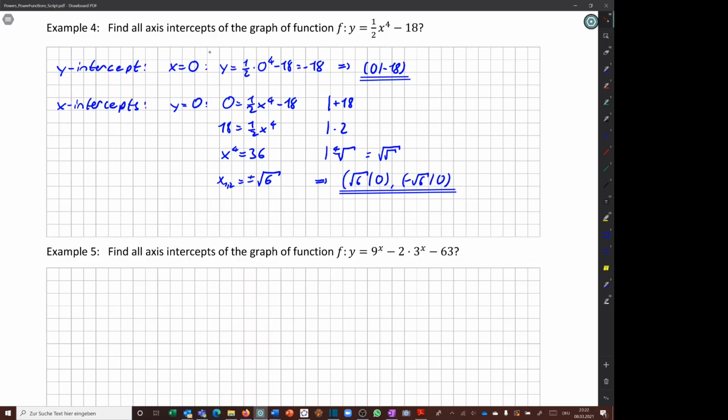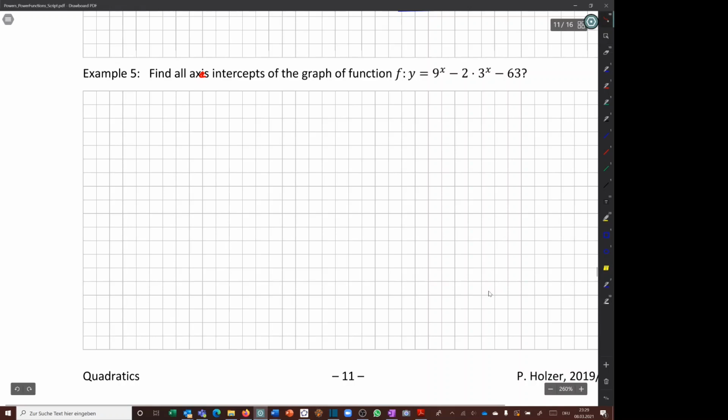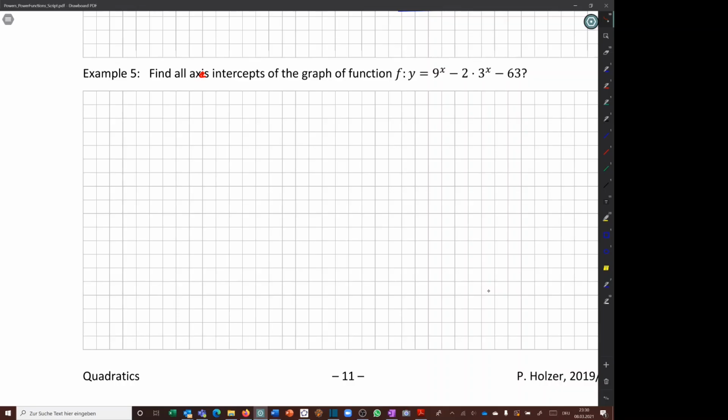In example 5, we also want to find the axis-intercepts of this given function, which is more complicated than the previous one. Actually, when we look at it, we see it is not even a power function, it's an exponential function, because the x is not in the base, but it appears in the exponent. To solve the task, you need just to know how to solve some of these exponential equations, as we have seen them, a little bit difficult ones. So you can practice that, try it on your own, and here comes the solution.